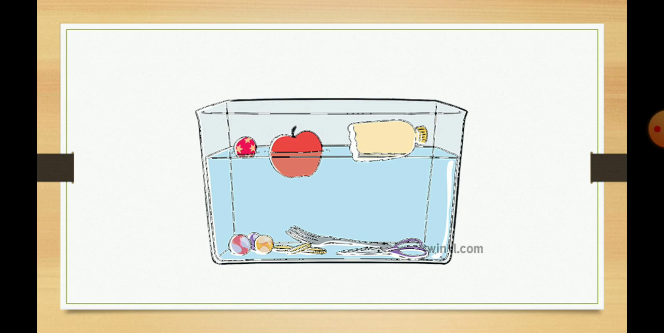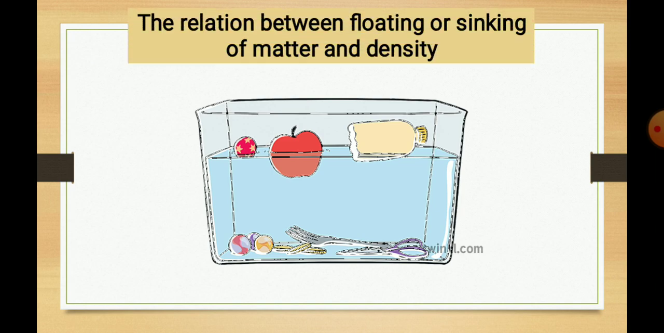What about the relation between floating and sinking of matter in water and density? Okay, we will do an activity with these steps. Put the following substances in a basin containing water: a piece of wood, a piece of ice cube, a piece of cork, an iron nail, drops of oil, and a metallic coin.